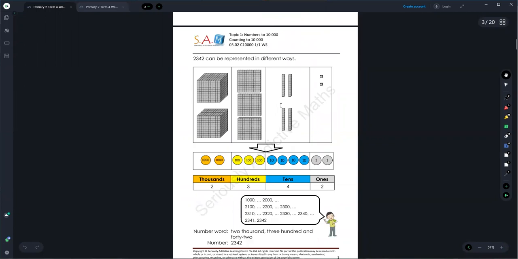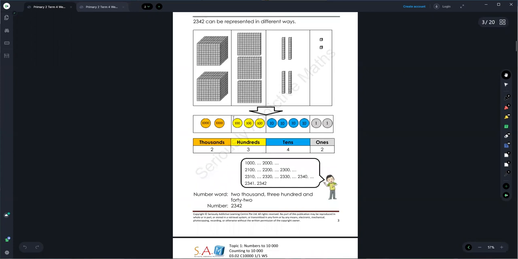Now, if there's a combination of thousands, hundreds, tens, and ones, how do they count it? The way that we read it would be 2,000, 300, and 42, so 2,342. It's important to teach them how to read this.